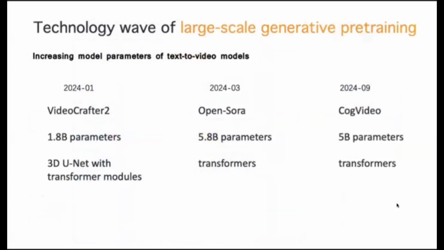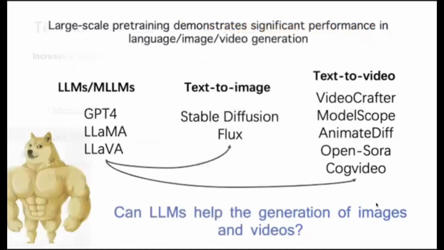Also, the model parameters of text-to-video models are increasing. For example, VideoCrafter2 has 1.8 billion parameters with 3D UNet and transformer modules. And Open-Sora, which is a recent open source Sora-like text-to-video model, has 5.8 billion parameters, and also CogVideoX, which has better performance recently, has 5 billion parameters. So we can conclude that large-scale pre-training demonstrates significant performance in language, image, and video generation.